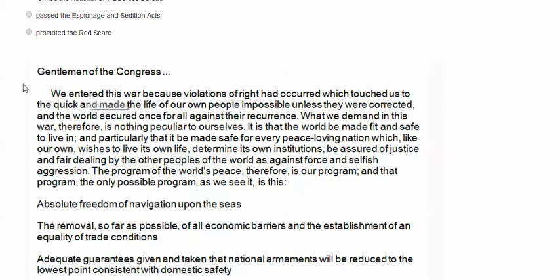Gentlemen of the Congress, we entered this war because violations of right had occurred which touched us to the quick and made the life of our own people impossible unless they were corrected, and the world secured once for all against their reoccurrence.